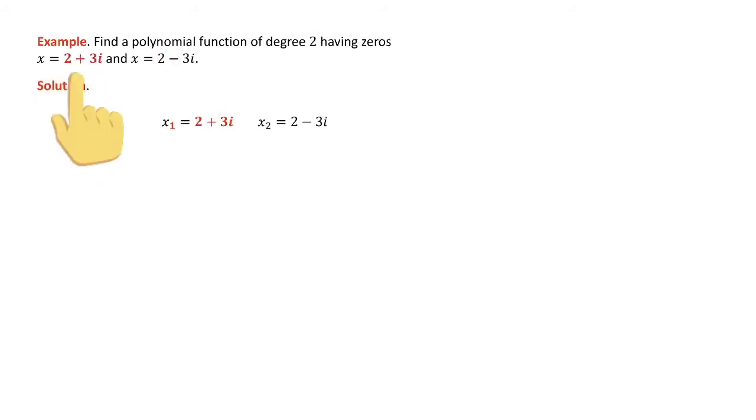But it's going to work exactly the same way. Remember, it's not a bunch of numbers. It's a complex number. It's just a number. So my first zero is that. My second zero is the other complex number. Again, it's just a number.